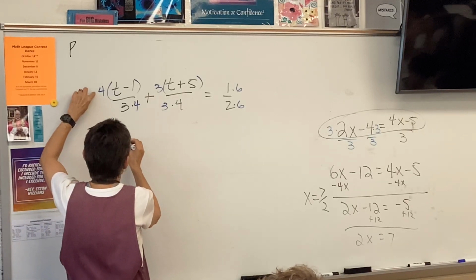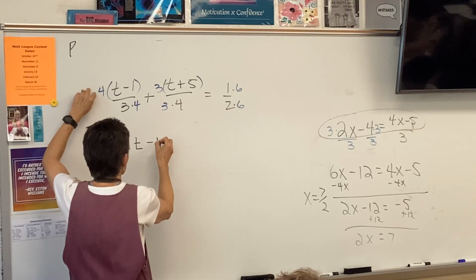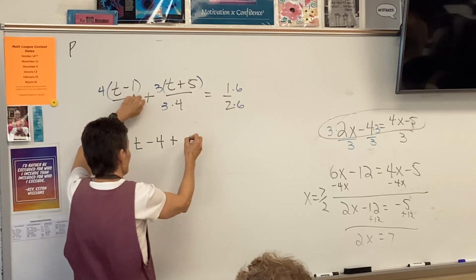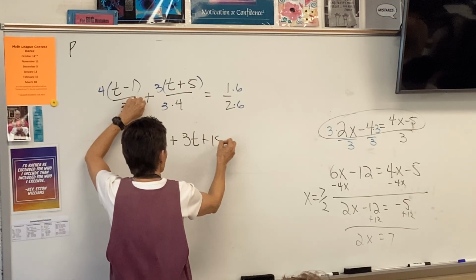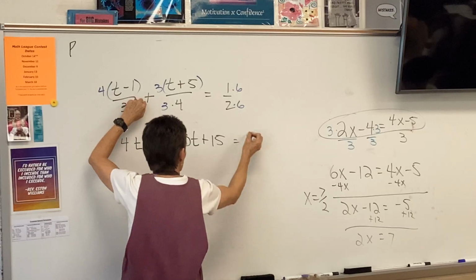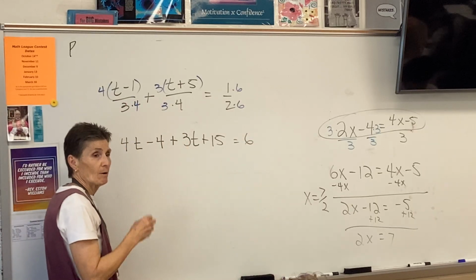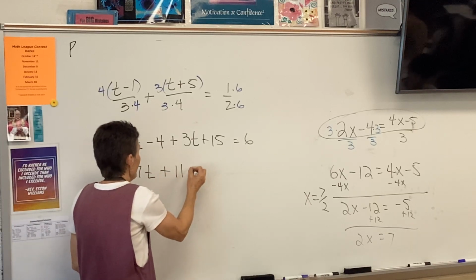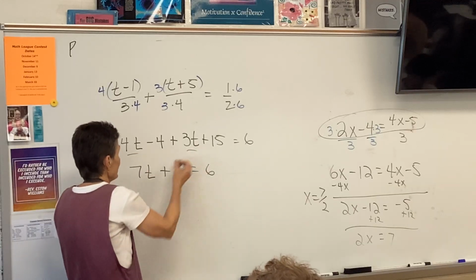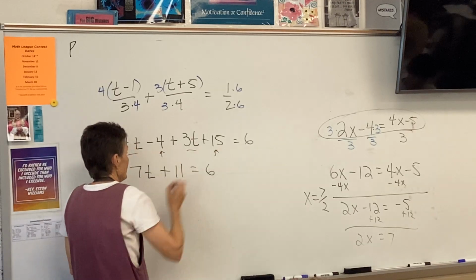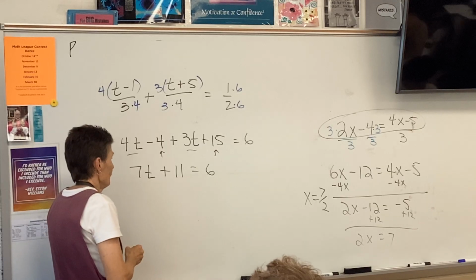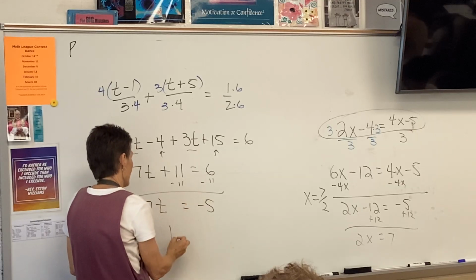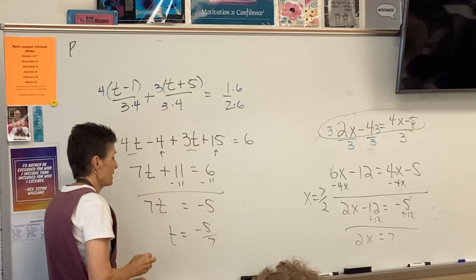Left? 4t minus 4 plus what? 3t plus 15 equals 6. And now it's like the other ones we did, so 7t plus 11. I combined my t's, combined my numbers. Now subtract 11. And I got negative 5/7. That's my answer.